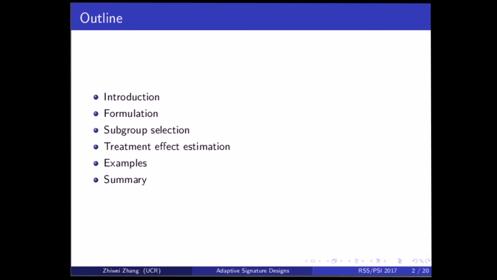So on the next slide is the outline of my talk. I'll begin with an introduction to adaptive signature design, and then I'll formulate the problem and describe the proposed methods for subgroup selection as well as treatment effect estimation. I'll show you two examples to illustrate the proposed method and finish the talk with a brief summary.